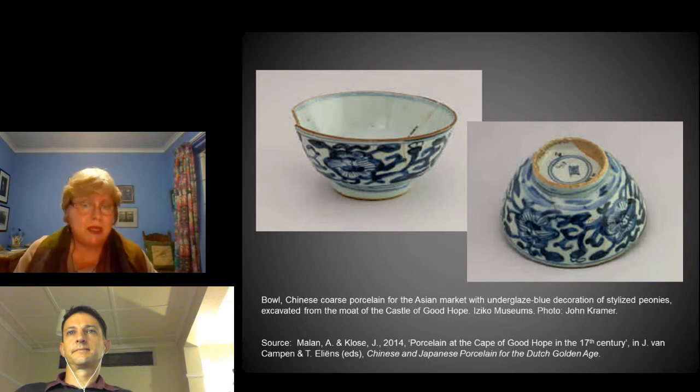It was firstly too bulky to be shipped economically. And furthermore, it was perhaps simply deemed too crude to meet the European taste for fine porcelain.